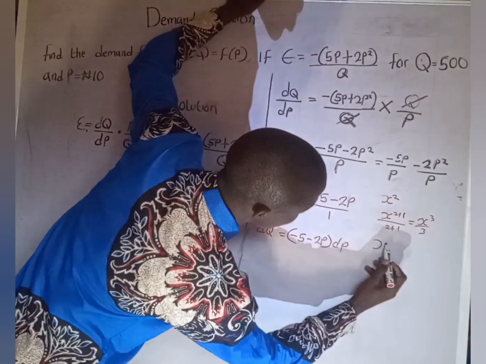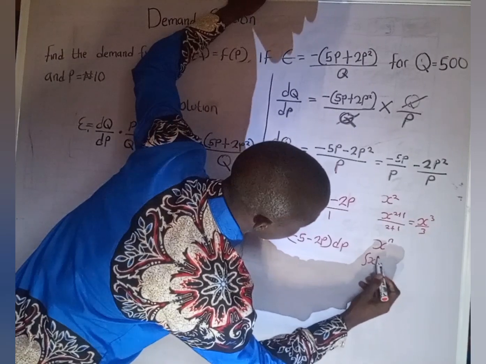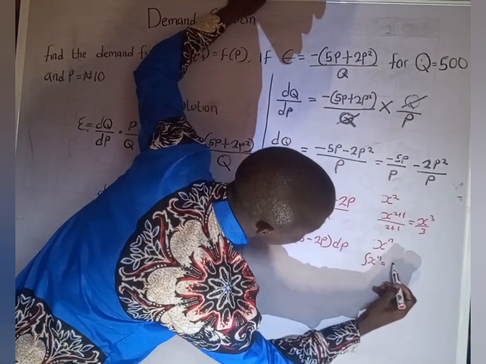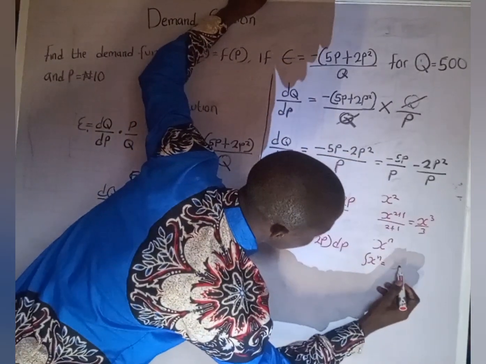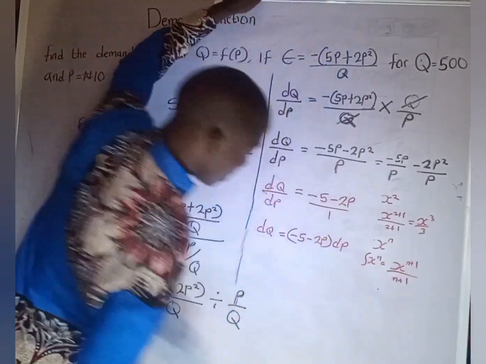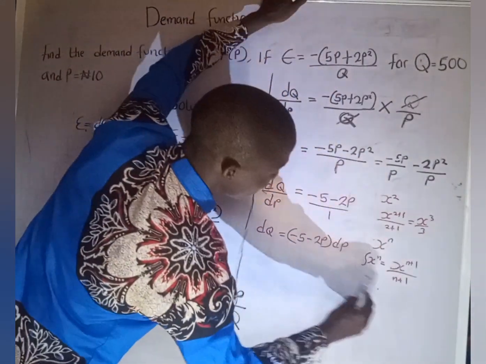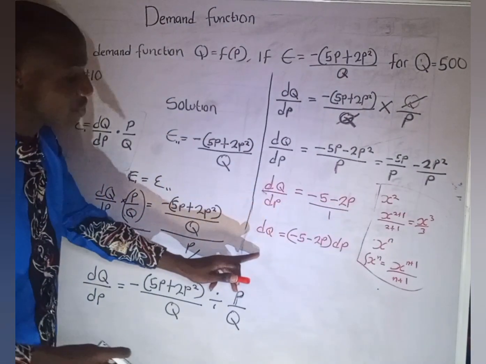So when you have x raised to the power of n, if you integrate this, the integral of x raised to the power of n, we take the power, you add 1 to the power, so you are going to have x raised to the power of n plus 1 all over n plus 1. Now, the same approach we are going to be applying in this place.